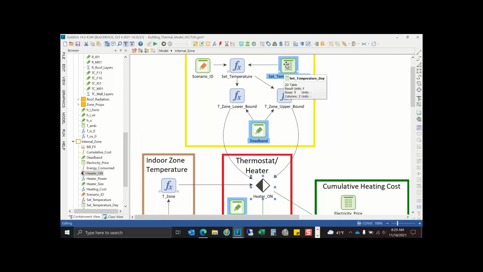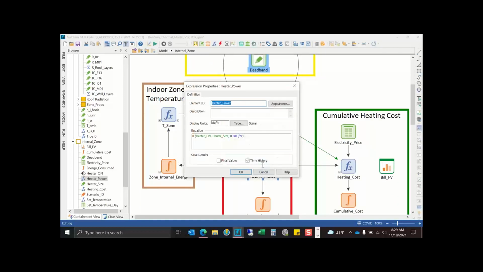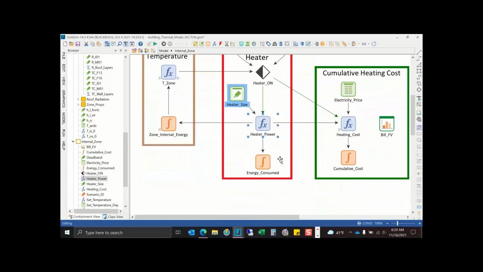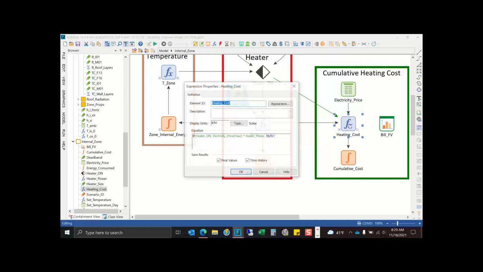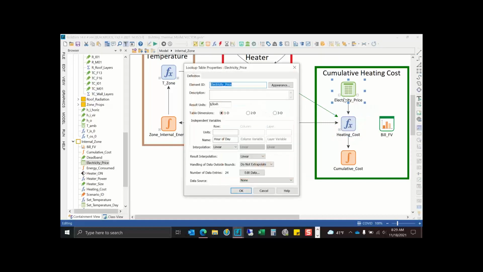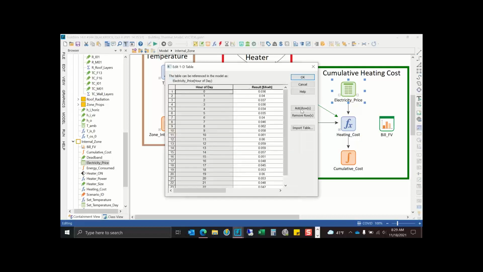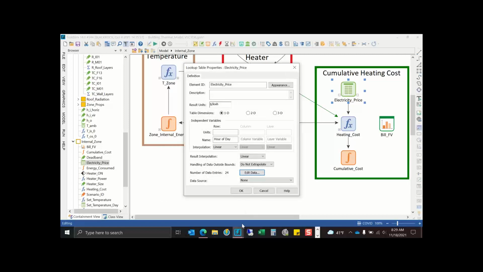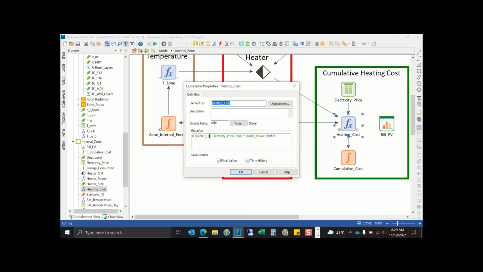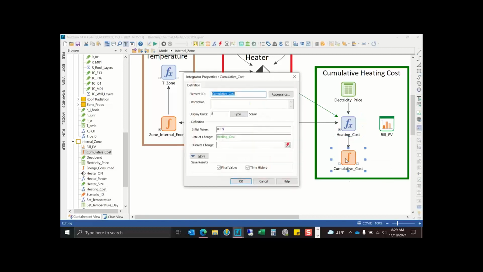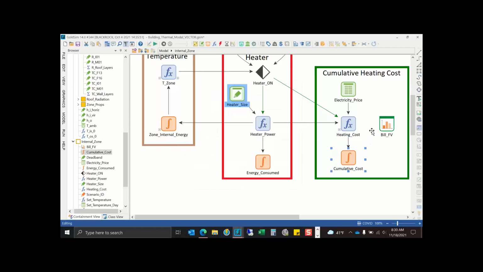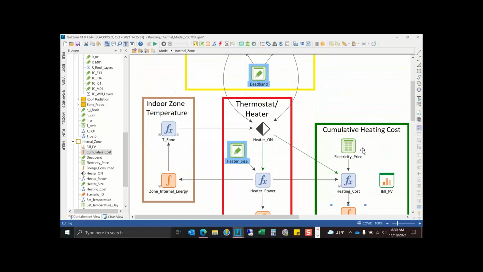So our set temperature and our deadband feed into the status element to tell the heater to turn on or off. And then this heater feeds into the heating cost, which uses the price of electricity, which varies hourly throughout the day because the price changes over the course of the day depending on demand. And we multiply our power times the cost, and put this in an integrator element to give us the cumulative cost so that we have our final heating bill at the end of the month.